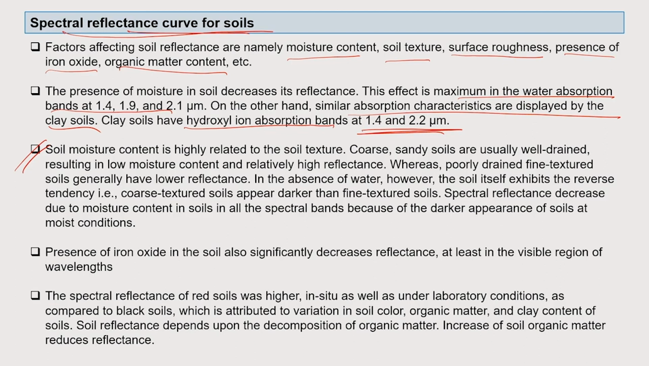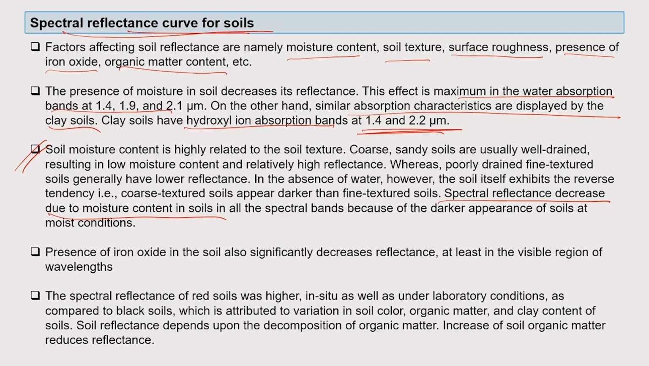Spectral reflectance decreases due to moisture content in the soil. Remember that spectral reflectance decreases due to moisture content in the soil in all the spectrum bands, because of the darker appearance of soil in moist condition. If water is there, it looks dark, so the reflectance is less.